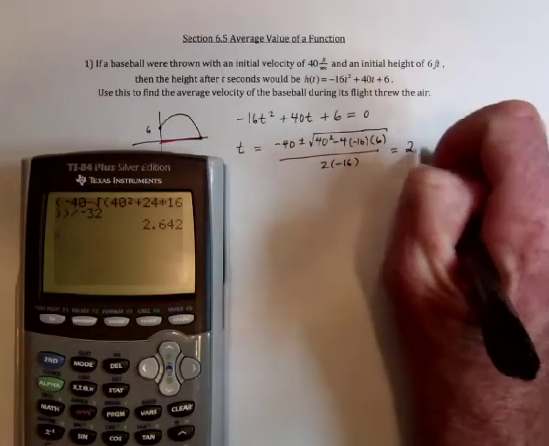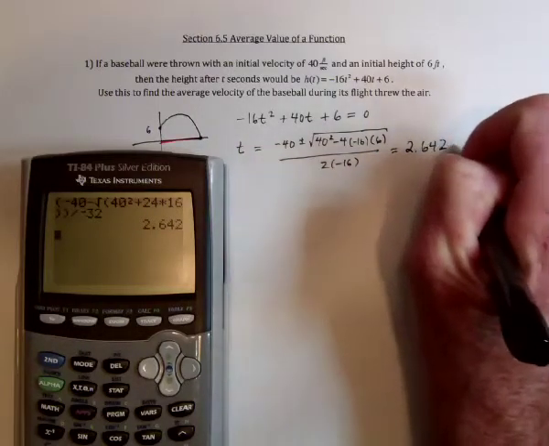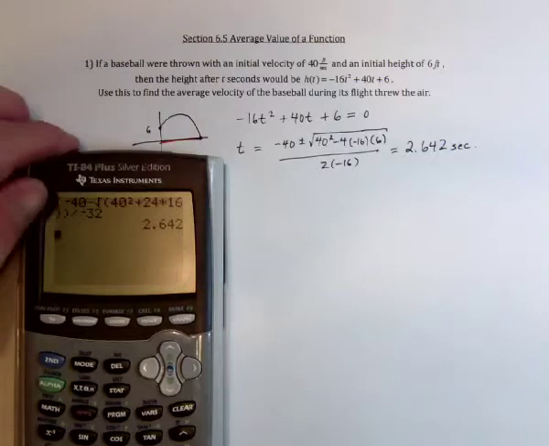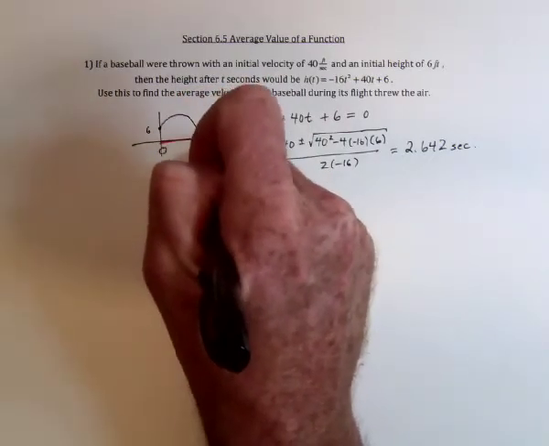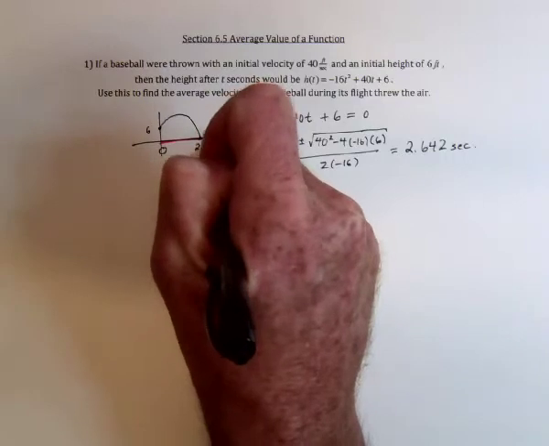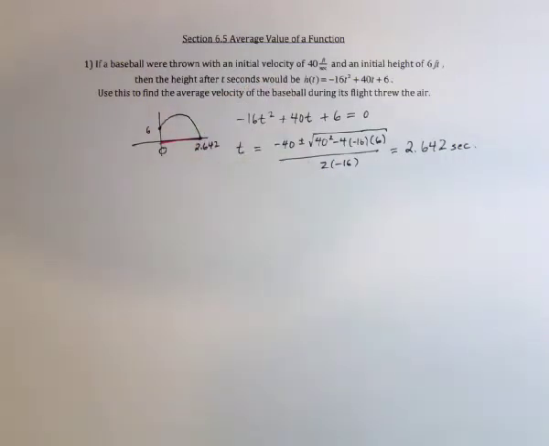So it takes 2.642 seconds until the ball hits the ground. So from 0 to 2.642.